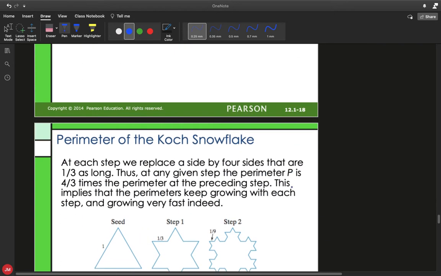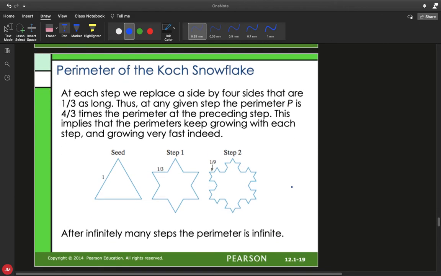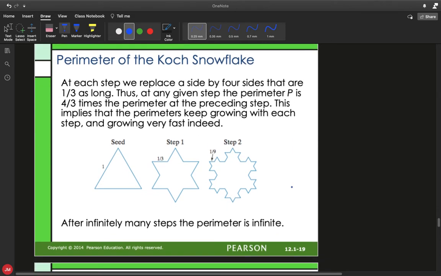But it's easier to see as we consider it within a circle. So we're going to look at when you circumscribe this triangle in a circle, how that can help you to visualize that the area will be fixed, but that the perimeter keeps growing. Keep in mind, and we did this a little bit with the activity in class, that anytime you replaced a side by 4 more sides that were 1/3 as long, that gave you a new perimeter that was 4/3 the perimeter at the preceding step.